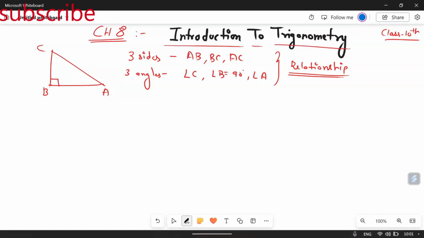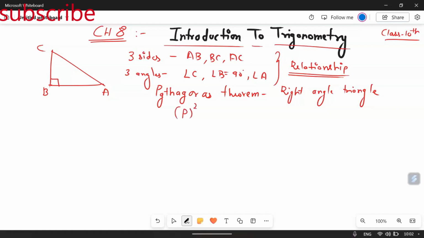To understand this better, we must go to the Pythagoras theorem. So first we have to understand the Pythagoras theorem. It is always applicable in a right angle triangle, and it relates the sides to the hypotenuse. What Pythagoras says is that the perpendicular square plus base square will give you the value of hypotenuse square.